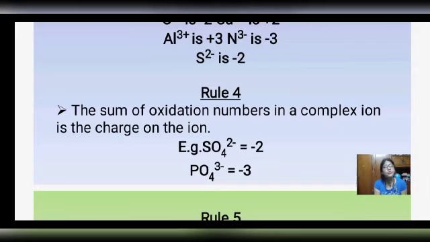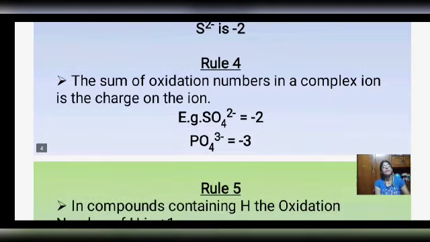SO4 2 minus as a whole will have the oxidation number same as its overall charge. SO4 2 minus is assigned two negative charges, naturally its oxidation number will be -2. PO4 3 minus will have an oxidation number of -3 as it has 3 negative charges.